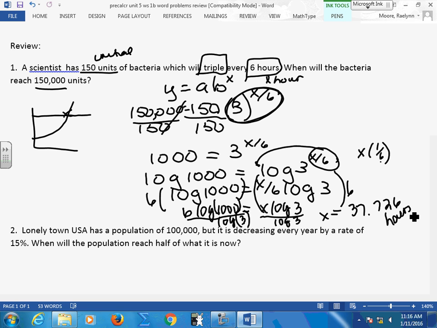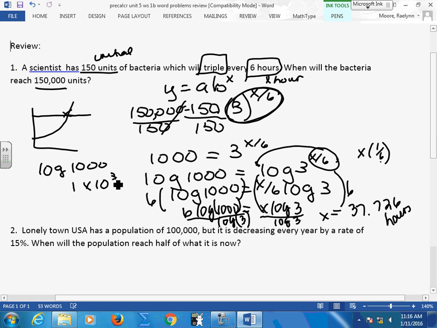Now, what is the log of 1,000, by the way? Guys, what is the log of 1,000? 3. Very good, because this is 1 times 10 to the third, and the log is an exponent. Log equals exponent. You must have been awake when I said that. I'm very happy. Very good.